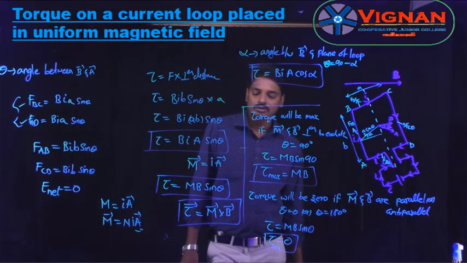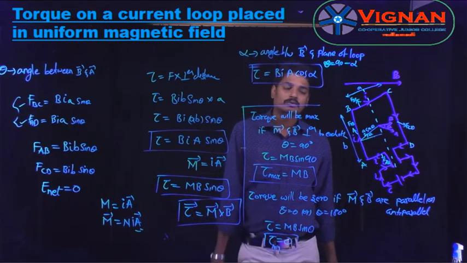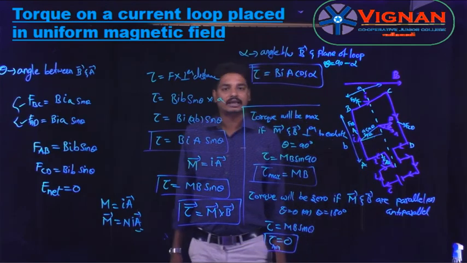So this is the mathematical expression for the torque on a current loop when placed in a uniform magnetic field.